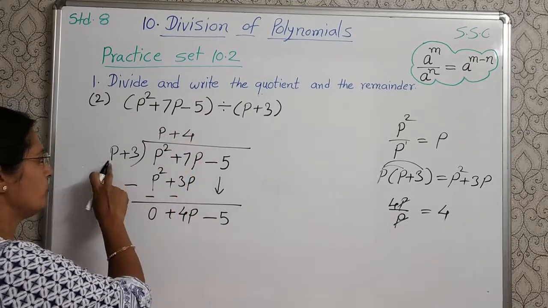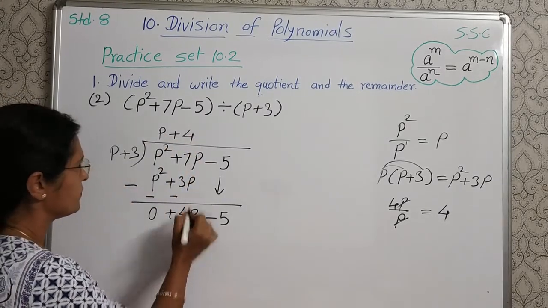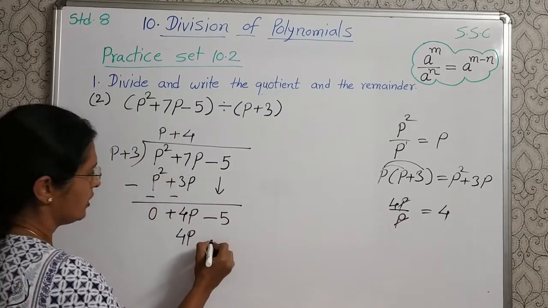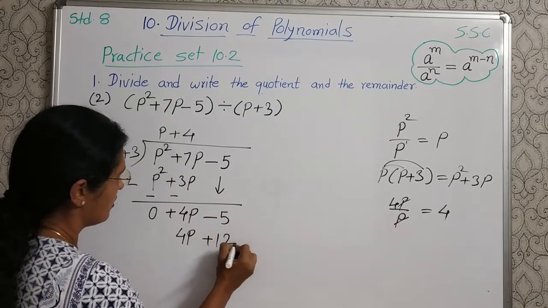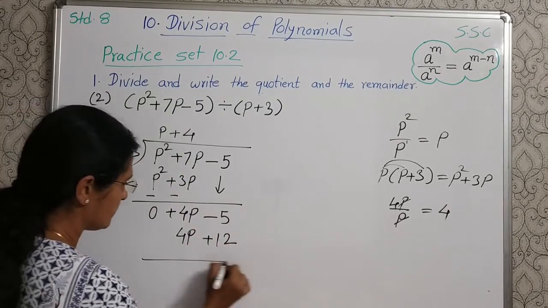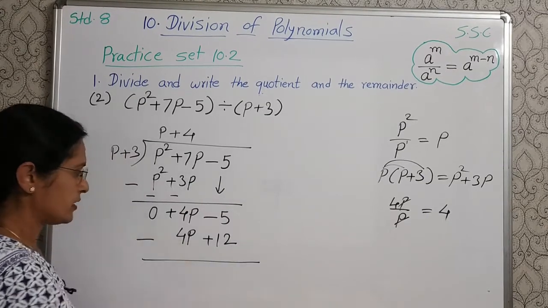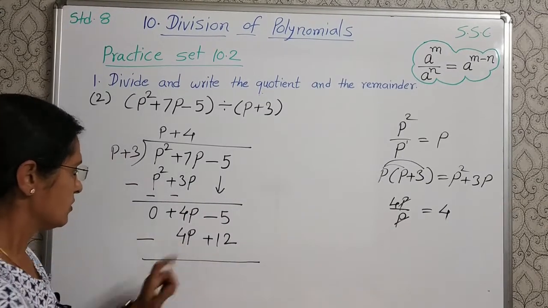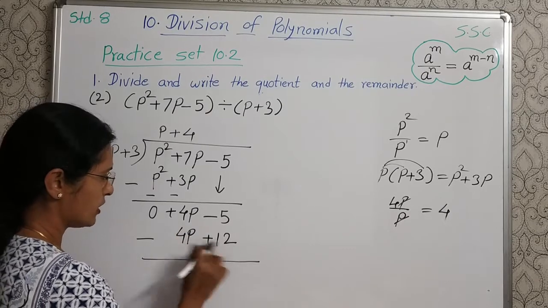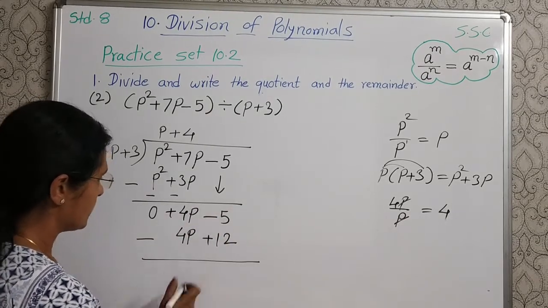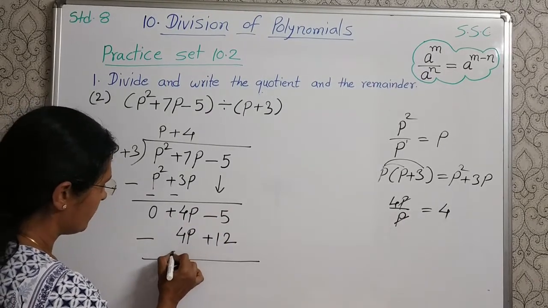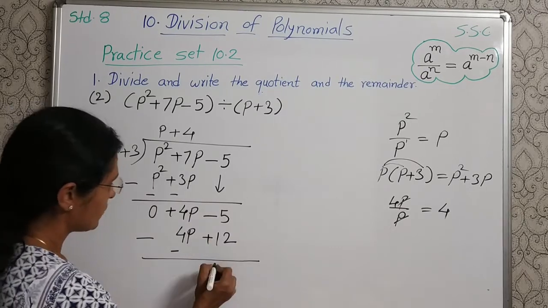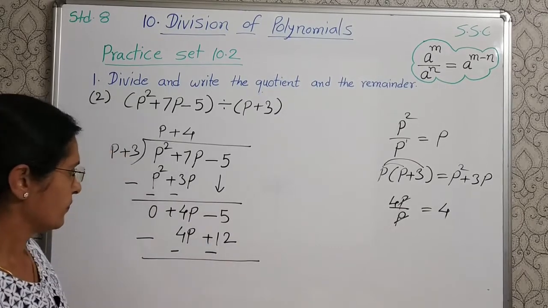So 4 into p is 4p. 4 into 3 is 12, that is plus 12. 4 3s are 12. Now subtract. Change the signs because we are subtracting this expression from this expression. Now plus 4p will become minus 4p. Plus 12 will become minus 12.